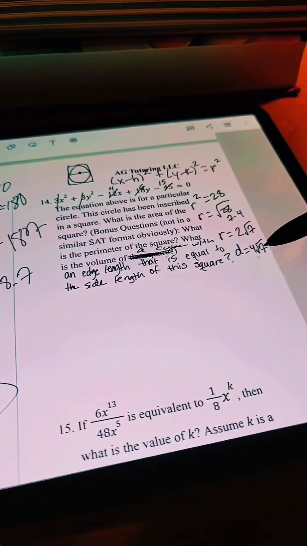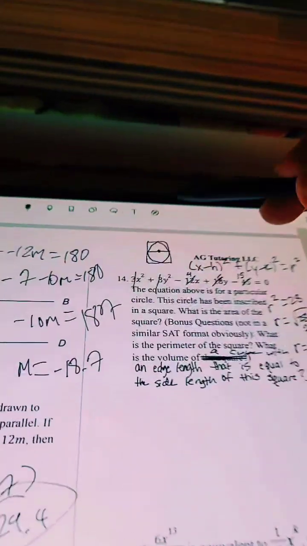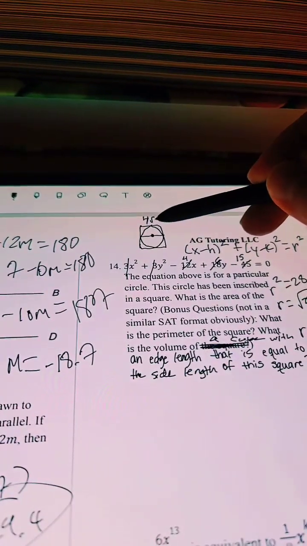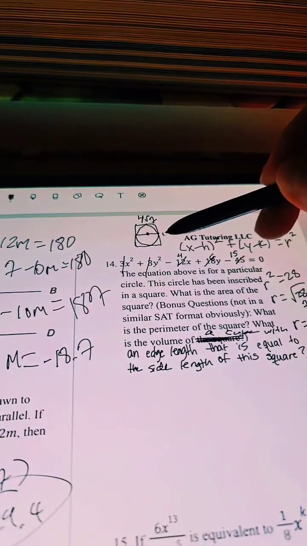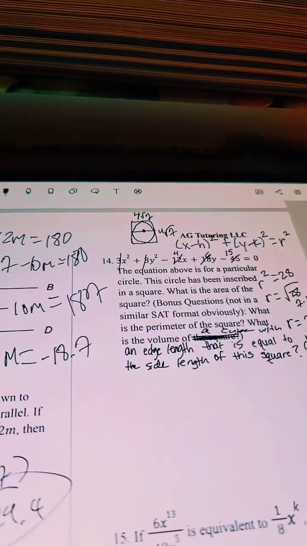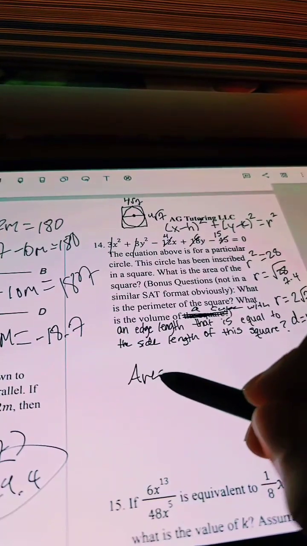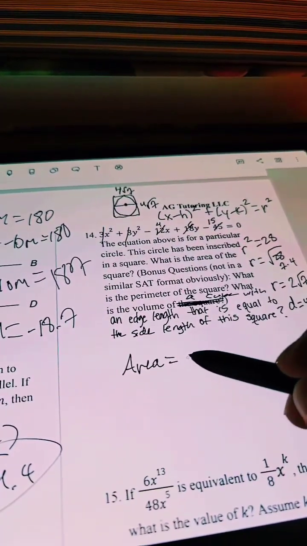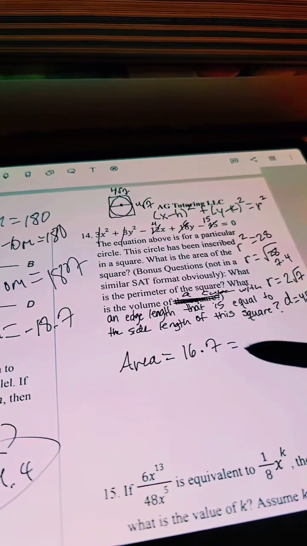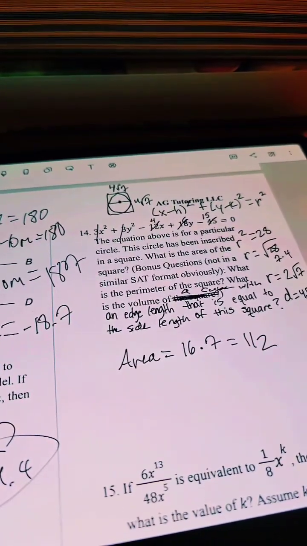And then you double it to get the diameter, which is 4 root 7. So the diameter is 4 root 7, which means each side length of the square is 4 root 7. So now to find the area, you would just do 4 root 7 times 4 root 7. So then the area is going to be equal to 4 times 4 is 16, and then times 7. So that's going to be 2, carry the 4, 112.